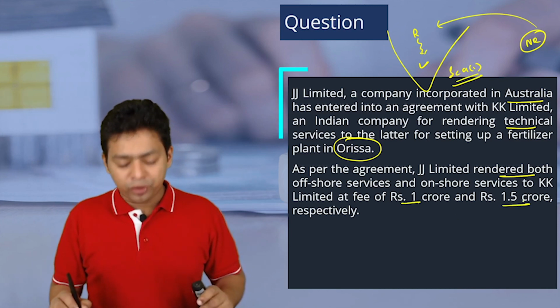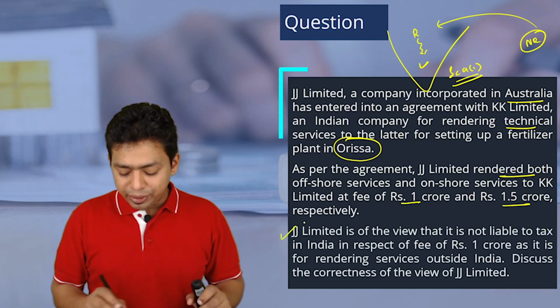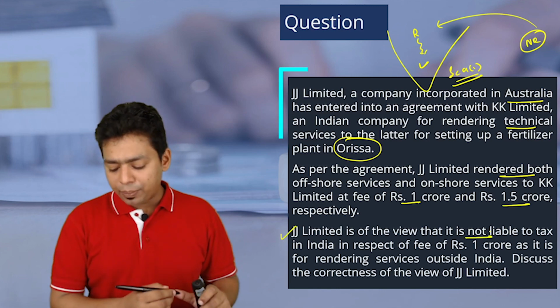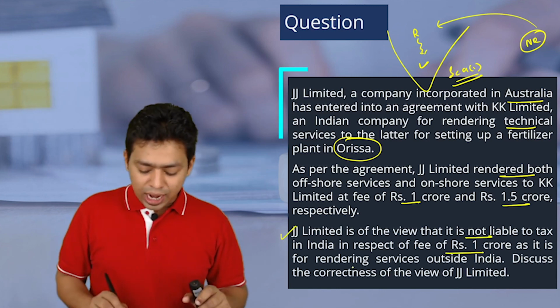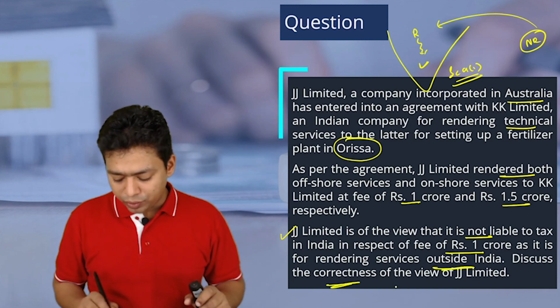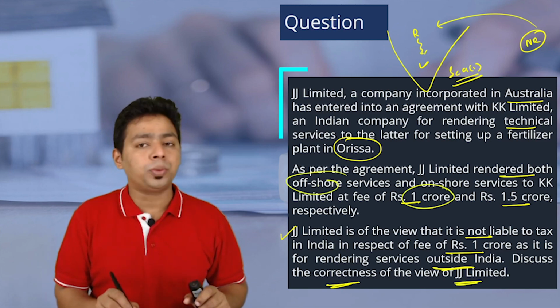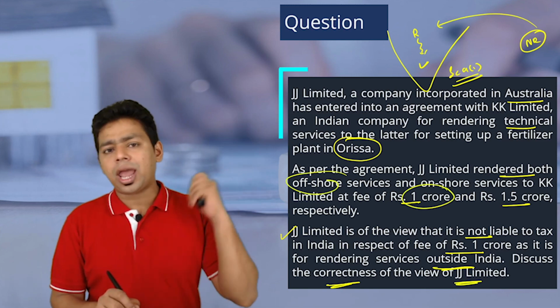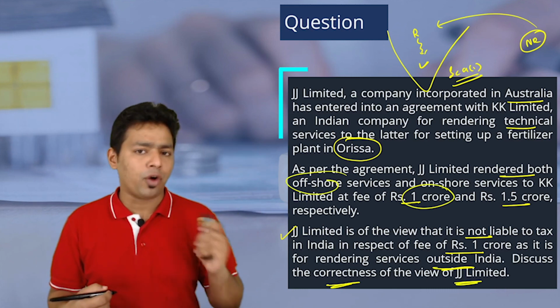So 1 crore and 1.5 crore was paid for offshore and onshore activities. JJ Limited is of the view that it is not liable to tax in India in respect of rupees 1 crore as it is rendering services outside India. Discuss the correctness of the view of JJ Limited. What they are saying is, whatever services we have provided offshore, that means outside India, are not liable to pay tax in India because they are a non-resident firm and this is a foreign income.